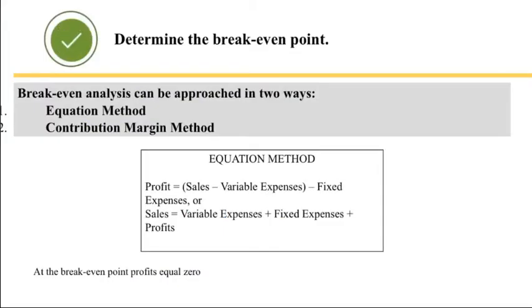Thank you, Ms. Garcia. The next topic is all about determining the break-even point. Break-even analysis can be approached in two ways. First, equation method. Second, contribution margin method. Equation method: profit equals sales minus variable expenses minus fixed expenses, or sales equals variable expenses plus fixed expenses plus profits. At the break-even point, profits equal 0.